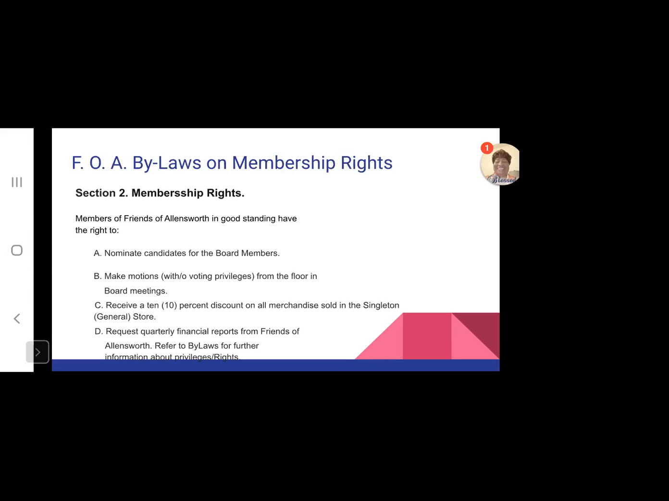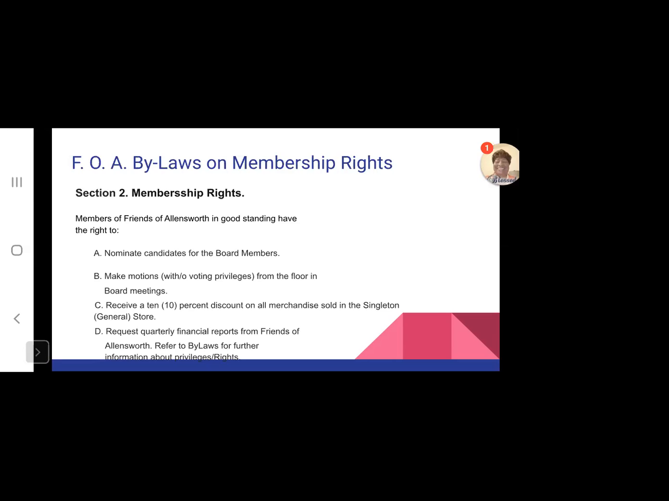You can participate in nomination for candidates for board members. You can make motions on the floor. Now this, I apologize, is for members. Board members, you have these as well because you're a member, but you have the power or the privilege to vote. Members can make motions from the floor in board meetings. However, they do not have the privilege to vote.